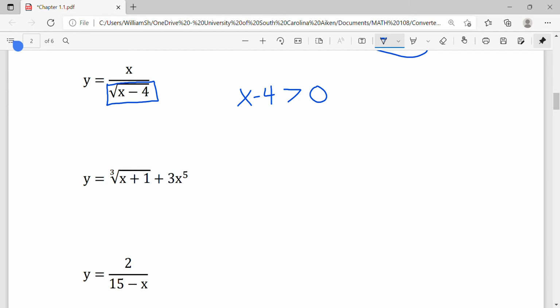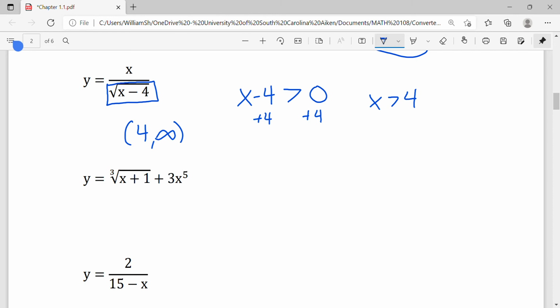x minus 4 is greater than 0. So I'm going to add 4 to it. I'm going to get that x is greater than 4. Okay, so I write that in interval notation. I'm going to start with a 4. I'm going to go up to infinity. I'm using the parentheses on 4 because it's strictly greater than 4 and it's not equal to.